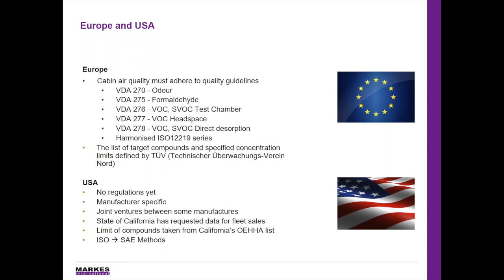The joint ventures between some manufacturers mean the material producers will have to carry out material emission testing to make sure their products are able to sell into the automotive industry. The US currently is working on transferring some of the ISO methodology into a specific US-based method.